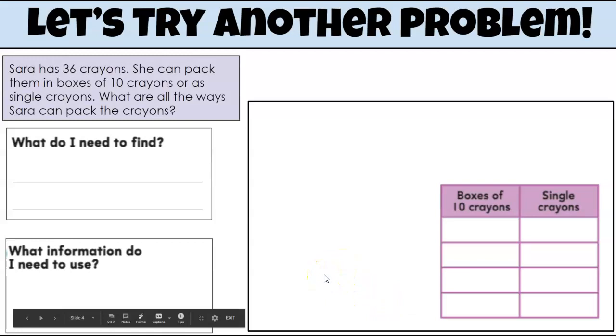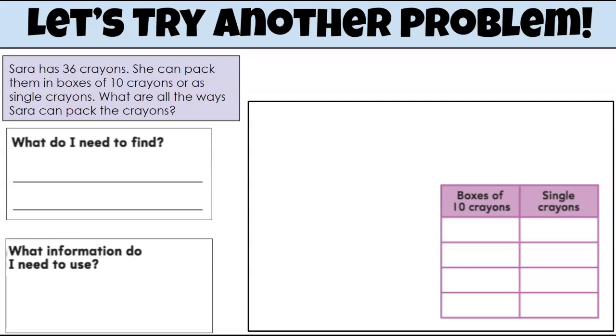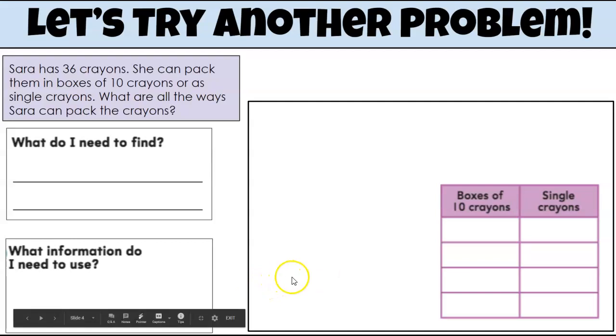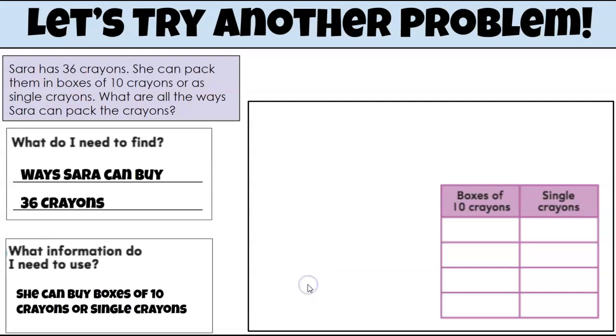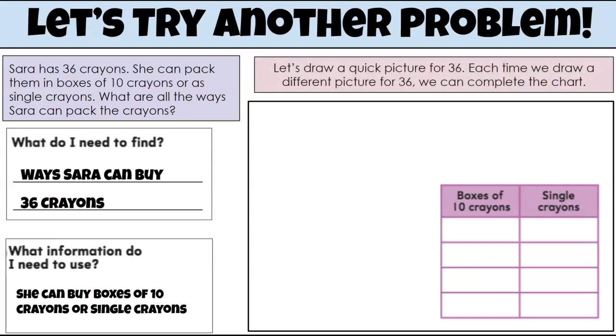If you'll turn to page 50, up at the top, Sarah has 36 crayons. She can pack them in boxes of 10 crayons or as single crayons. What are all the ways Sarah can pack the crayons? Remember what we talked about at the very beginning. We want to find out what we need to know. We need to know ways Sarah can pack 36 crayons. She can use boxes of 10 crayons or single crayons. So let's draw a quick picture of 36, and you have a space right there to draw a quick picture.